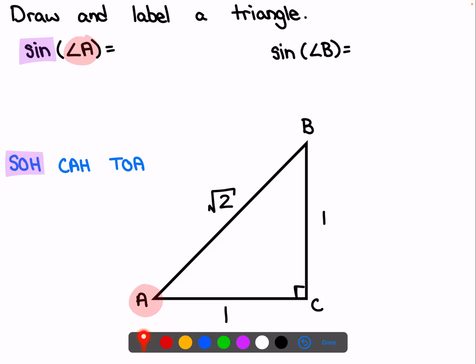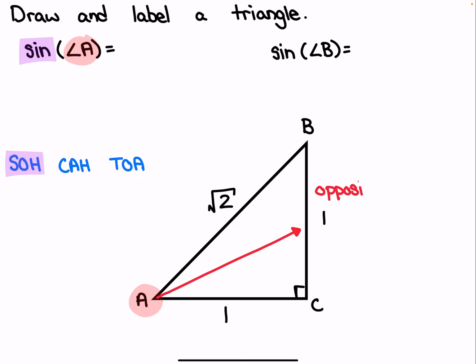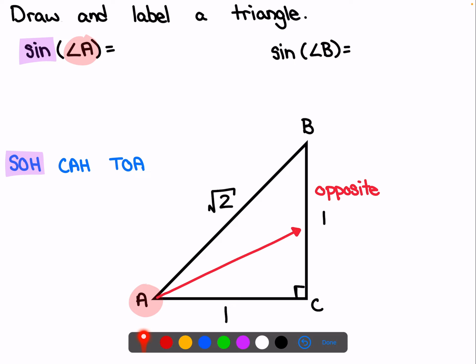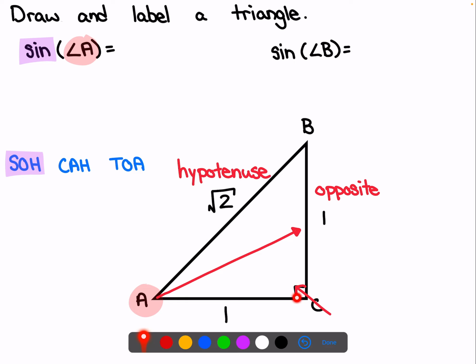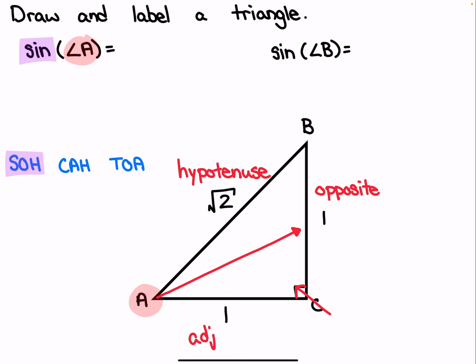In this case, it's angle A. And we're going to go ahead and label our sides from angle A. So in this case, 1 is opposite. Radical 2 is our hypotenuse, and you can see that because you can draw an arrow with the right angle, and it's pointing at the hypotenuse always. And then lastly, the other 1 is our adjacent. So we now have our opposite, hypotenuse, and adjacent.